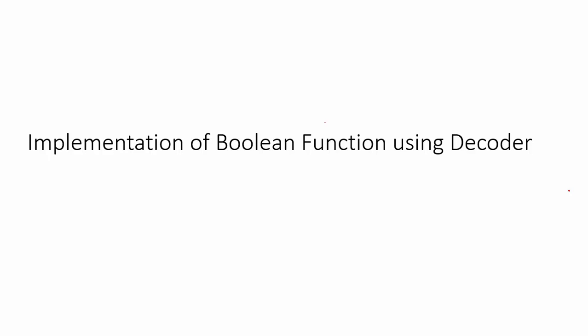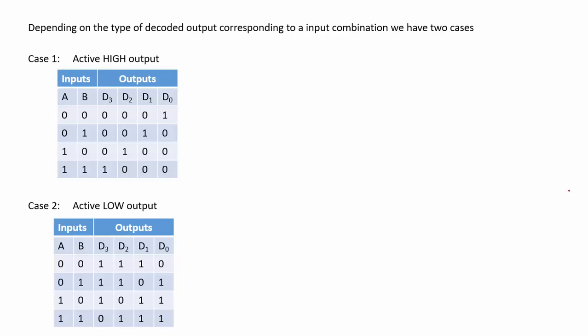Hello, in this video we will look at implementation of boolean function using decoder. Depending on the type of decoded output corresponding to a particular input combination, we will have two cases. Case 1 is when the decoded output is active high, and case 2 is when the decoded output is active low. So what do we mean by active high and active low output?